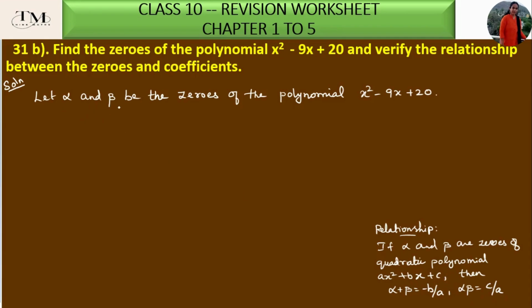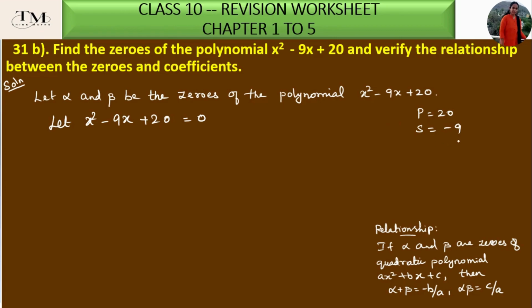So we have assumed alpha and beta are zeros of the polynomial. So we have to find out the zeros of the polynomial. So let us equate x square minus 9x plus 20 equal to 0. So now the product is 20 and the sum is minus 9.